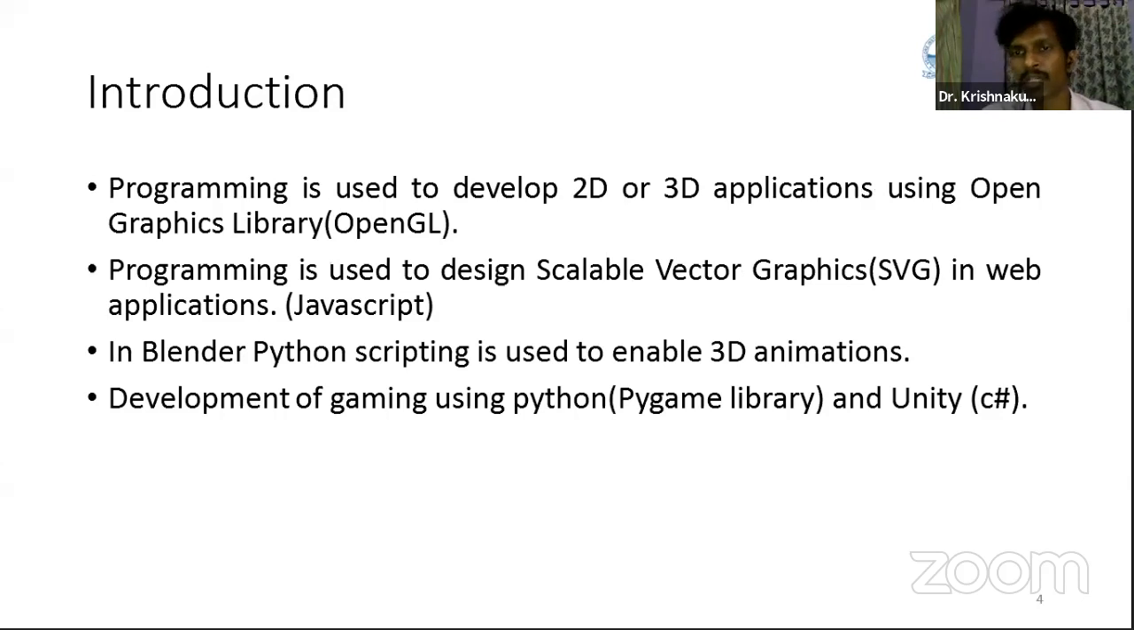The importance of programming languages, and why I chose programming language, is that it depends on all of the industries which are available. For example, in 2D and 3D applications, we use the OpenGL library to create 3D models and 2D images, and even SVG applications in websites. To animate a 3D model in Blender, we use Python scripting. And even in gaming, we use the Pygame library to create a game.